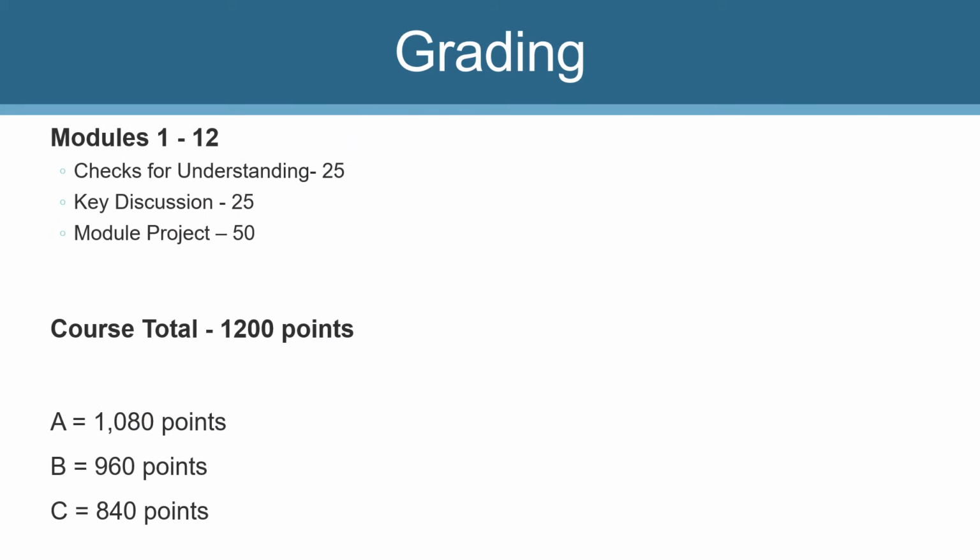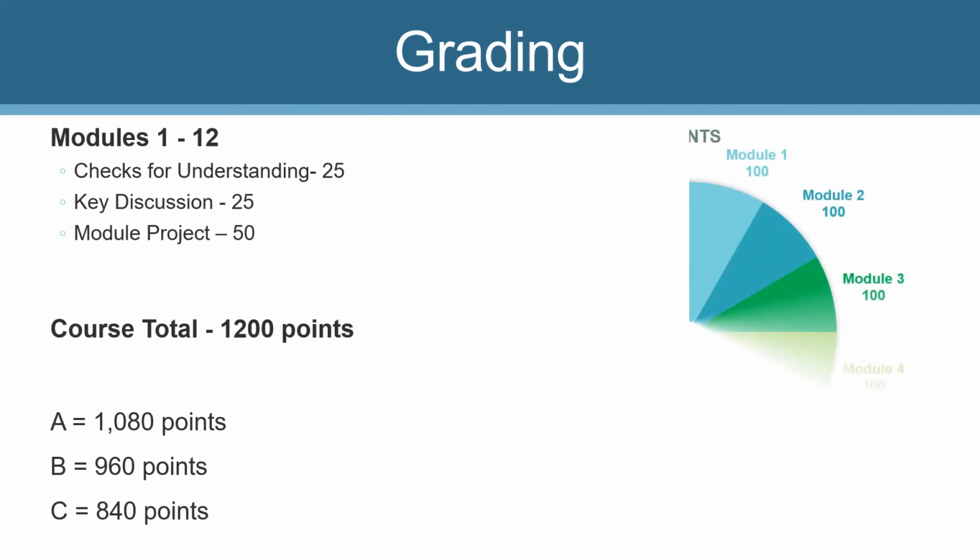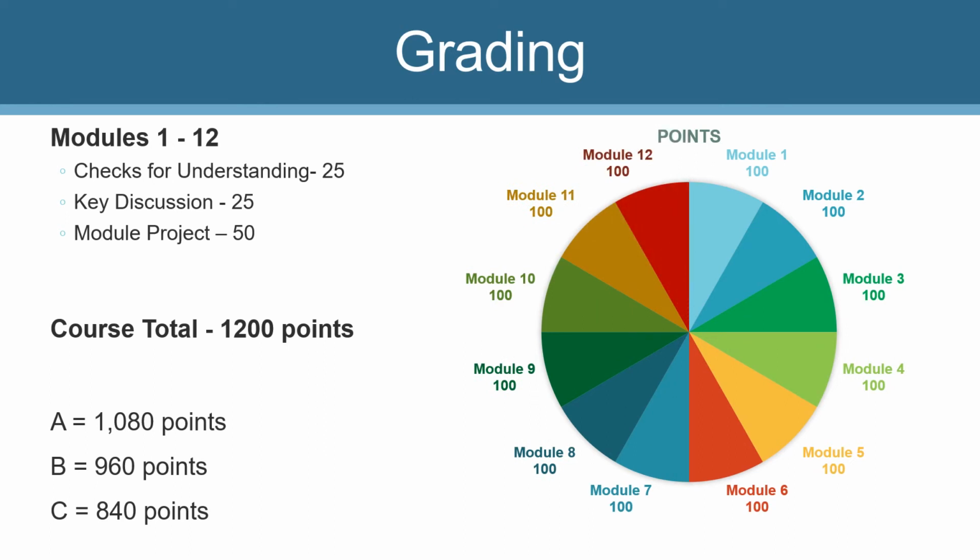Each module is worth a total of 100 points, with 25 points for all checks for understanding within a module, 25 points for each discussion, and 50 points for each module project, for a total of 1,200 points for the course. To make an A, you need at least 1,080 points. To make a B, you need 960 points. And to make a C, you need at least 840 points.